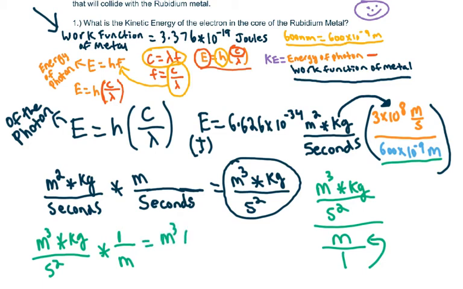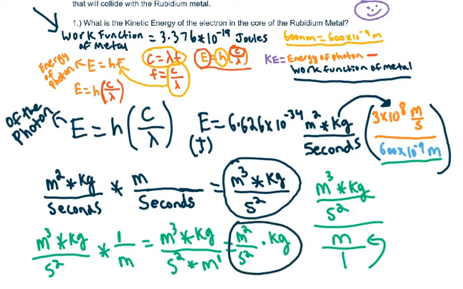We get meters cubed times kilograms divided by seconds squared times meters. Here we have an exponent of 1 and a 3, so we can just subtract, or cross it off from the numerator and denominator since it's common. So we end up with meters squared over seconds squared times kilograms for our units.